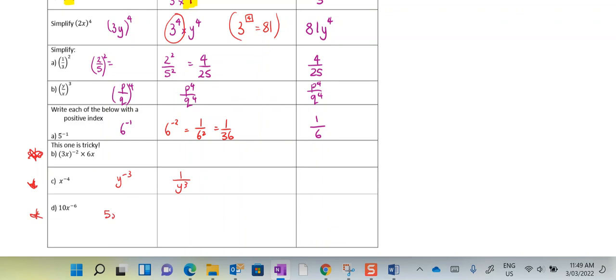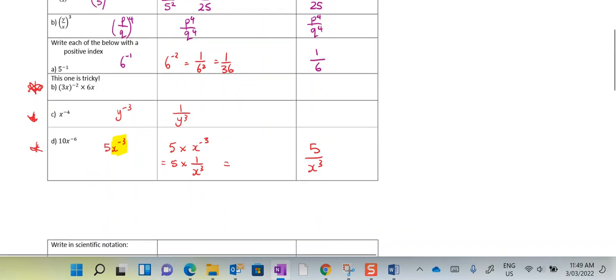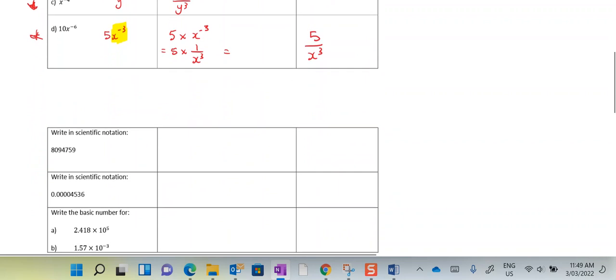If I had 5x to the minus 3, the only thing that's to the power of minus 3 here is the x. So this is the same as having 5 times x to the minus 3, which is equal to 5 times 1 over x cubed, which is equal to 5 over x cubed. That is a trickier question. So all three of those last ones are a bit tricky.